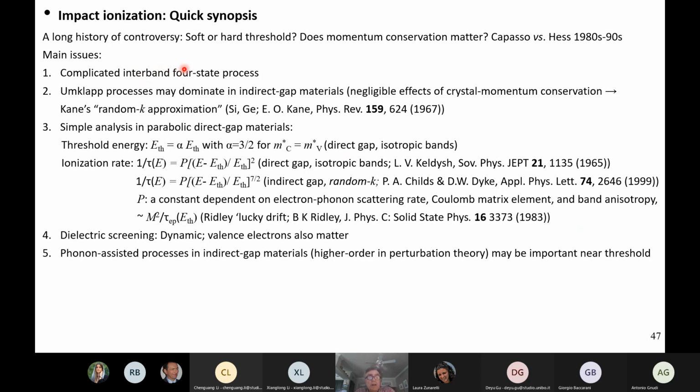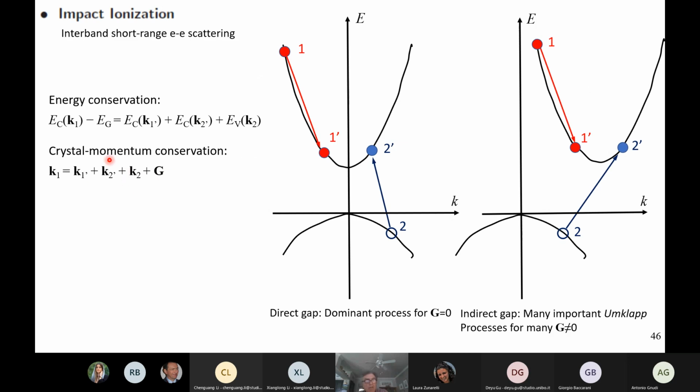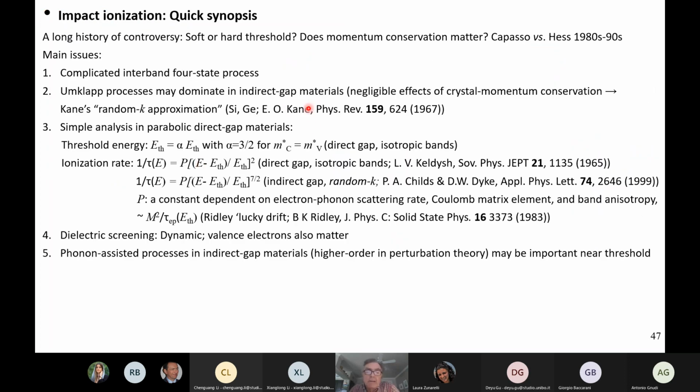It's a complicated four-state process like the normal electron-electron interaction, but now Umklapp processes can play a big role, and in indirect gap materials one can use what's called the random K approximation, in which the large number of Umklapp processes can lead you to satisfy momentum conservation. You can essentially ignore it. There are so many G's that you can involve that this condition, or this constraint, is irrelevant. The reason is that at large G vectors, the screening of the valence electron gets weak, so the interaction does not decay as quickly with increasing G vectors as you might expect. And this is the reason why this approximation actually works quite well.